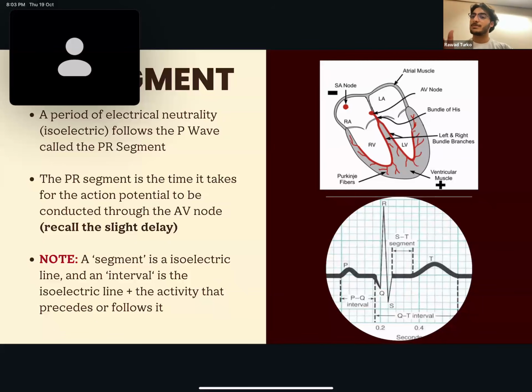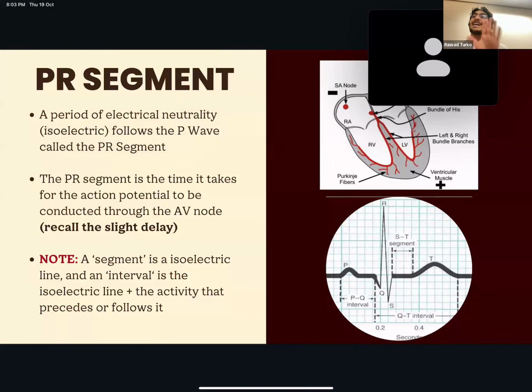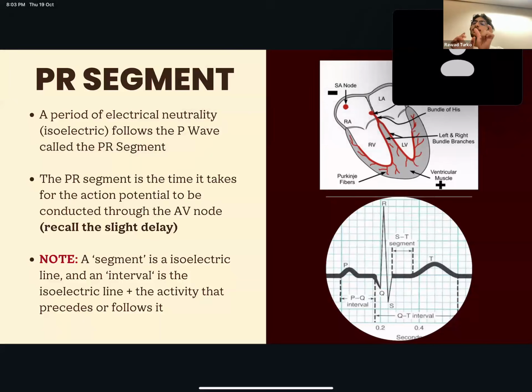That's called a segment. But if we take a portion of the ECG, starting from right before the start of the P wave until the end of that flat line, then that's called an interval because it includes an activity. It includes any deflection, whether positive or negative. So an interval is an isoelectric line plus an activity. A segment is just the isoelectric line. So right now I'm talking about the PR segment, only the isoelectric line right after the P wave.